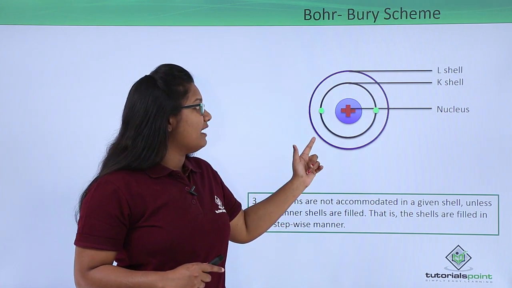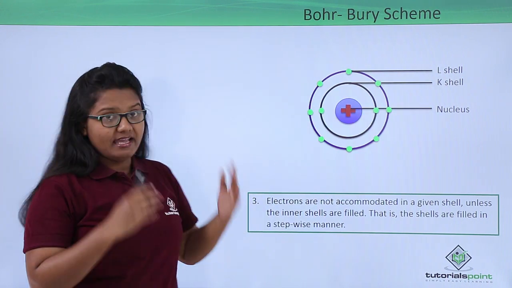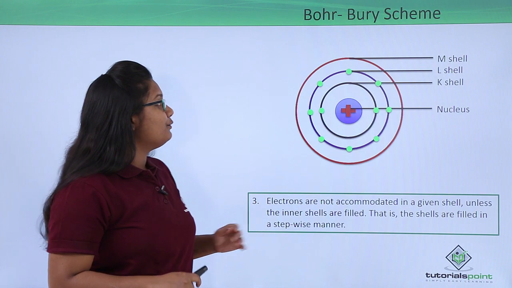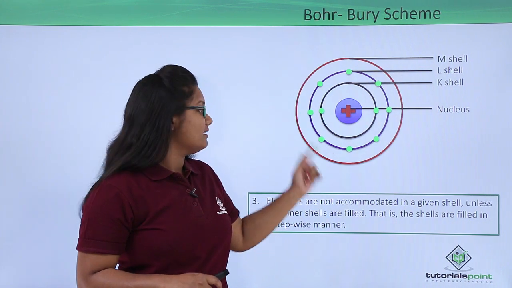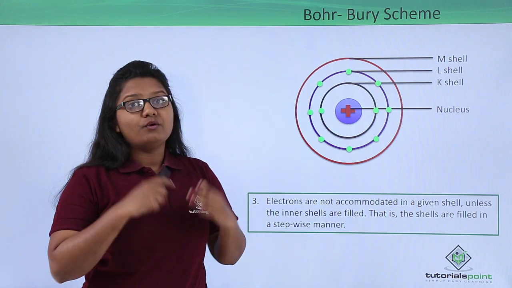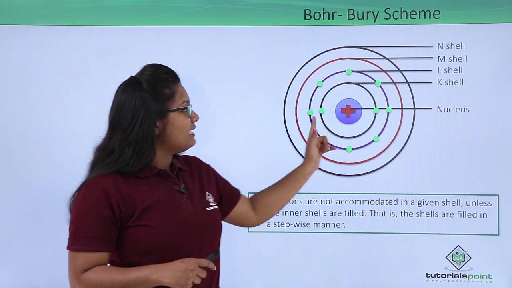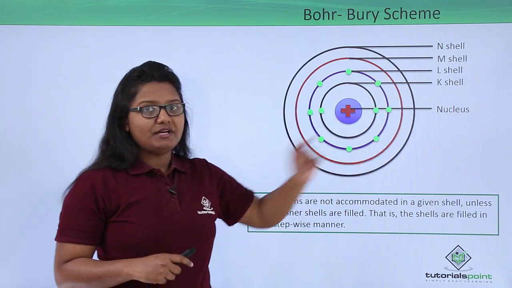Now, only when this L shell goes to its fullest capacity, that is 8 electrons, we can move to the next shell and fill electrons, that is the M shell. Similarly, when M shell is fully filled, only then we can move to N shell and fill it. So basically this is done in a stepwise manner.